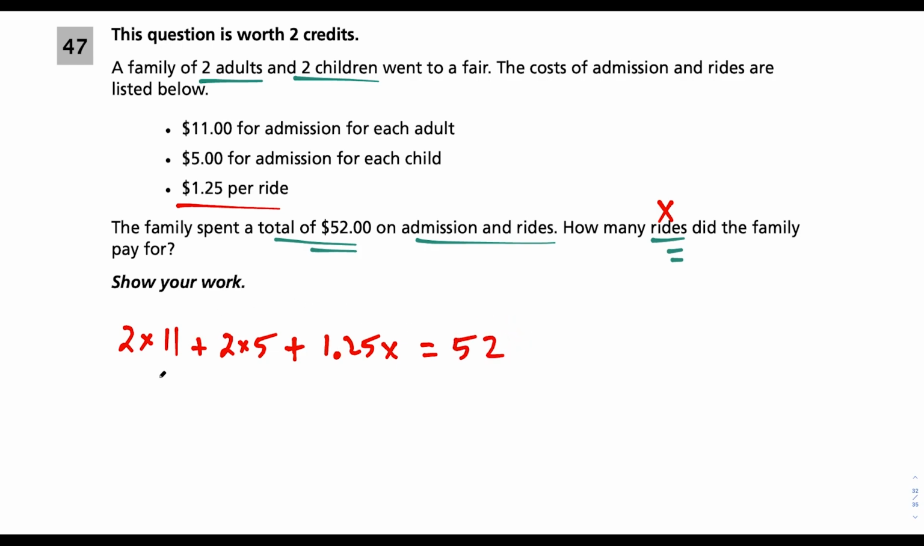So now we just have to simplify. 2 times 11 is 22, plus 2 times 5 is 10, plus we have 1.25x, and this is equal to 52.